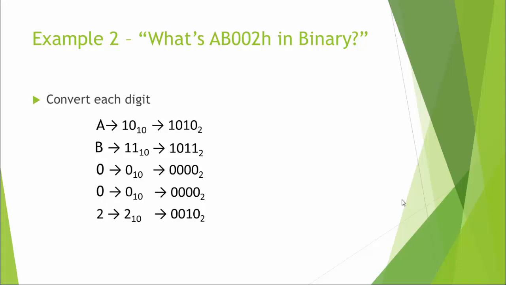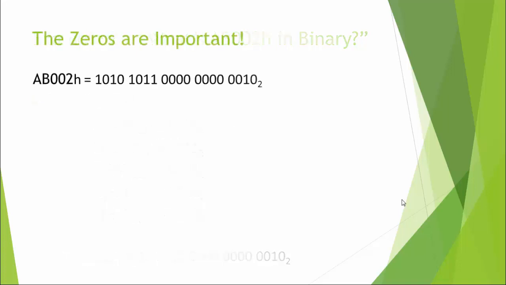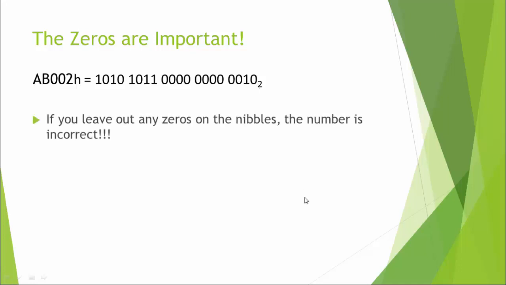And we're done. We have our 20 binary digits. We just have to make sure we write them in the correct order. So AB002 is the same as, and I'm not going to bore you by reading out all of those numbers. But do remember, the zeros are important. If you accidentally map, for example, this 2 as just 1 0, your number changes dramatically. So don't leave the zeros out.